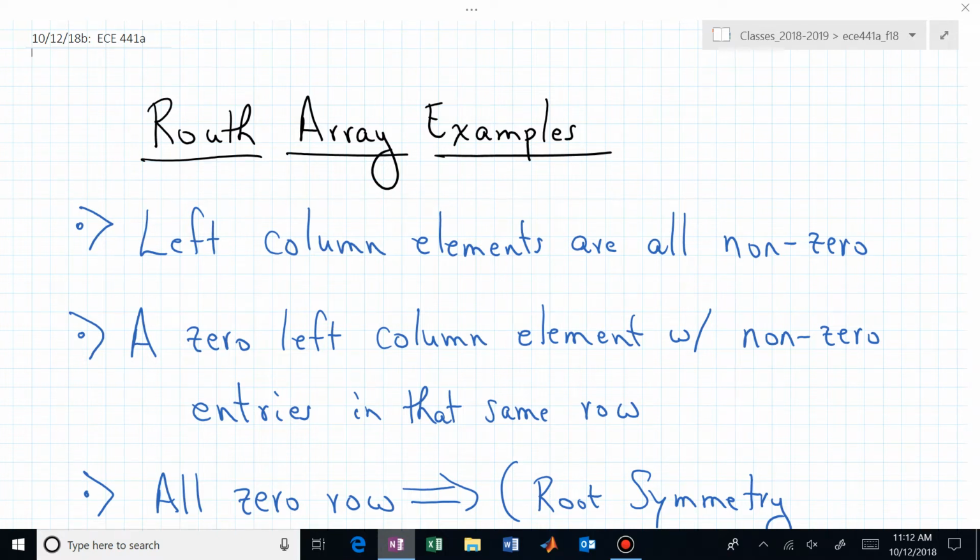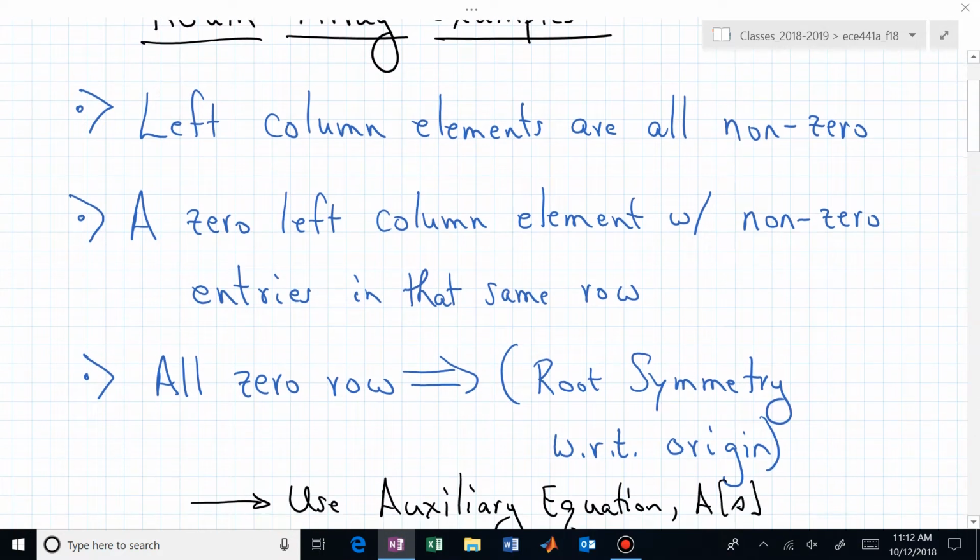In this video, what I would like to do is work through a few of the different cases that are possible with the Routh array, and so this is a session we're calling Routh array examples. We'll deal with three different cases.